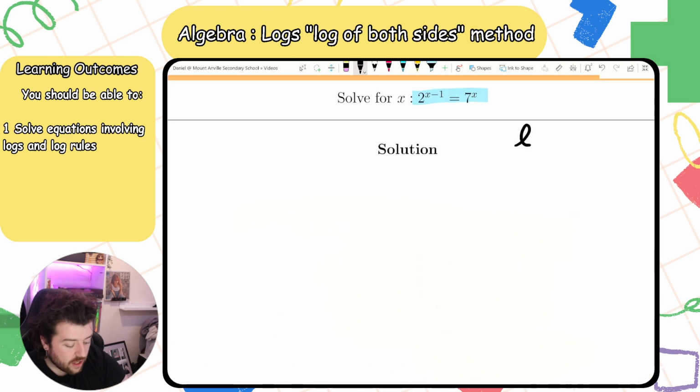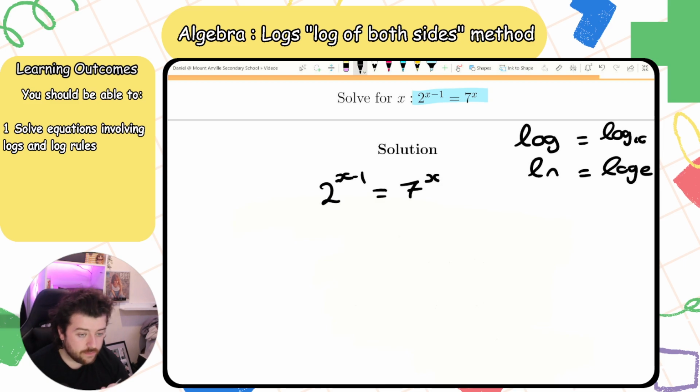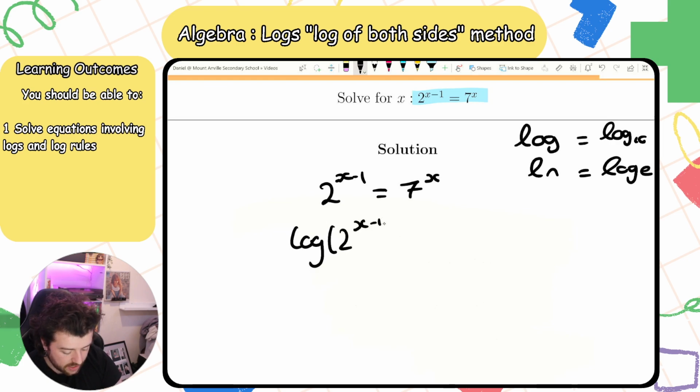Now, we either use our common log, so log base 10, or ln, and remember ln is log base e. So we usually do that by introducing one of these. So what do we do? I have 2 to the x minus 1 equals 7 to the power of x. And what I do is I just take the log of both sides. So log, this could be ln, either or, both work. Log of 2 to the power of x minus 1 equals log of 7 to the x.